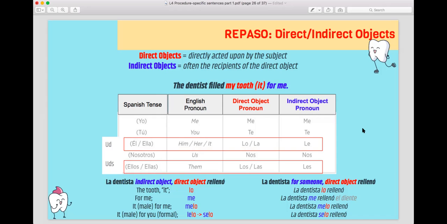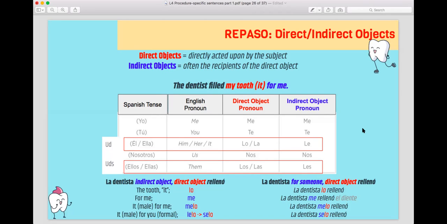And below is our table of the direct and indirect object pronouns. It's pretty simple for a lot of them. Like me is the same in direct and indirect. Same with te, same with nos. They're both the same. You don't need to do any extra memorization with that. It's also nice because me looks a lot like me, which is kind of what it directly translates to.